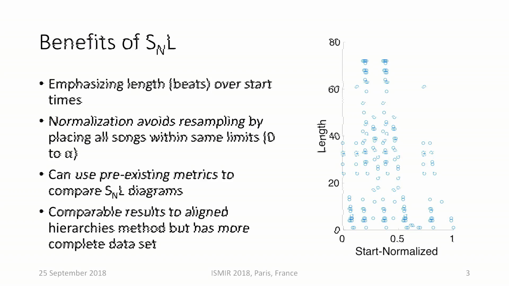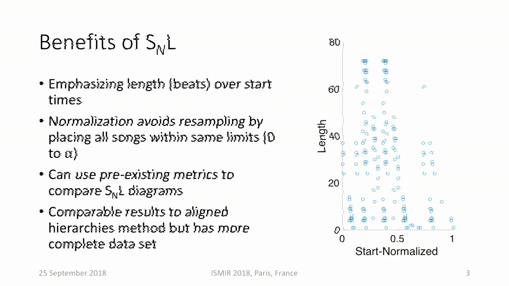So one of the biggest things about this start normalized length diagram, or SNL, is that we are emphasizing the length of these repetitive structures versus their start time. And so what we actually do with the start is we normalize it based on the length of this entire song. So instead of looking at, say, a repetitive structure that starts at beat 50, we take a look at where proportionally it occurs in this song. So say in the middle of the song or 3/4 of the way in.